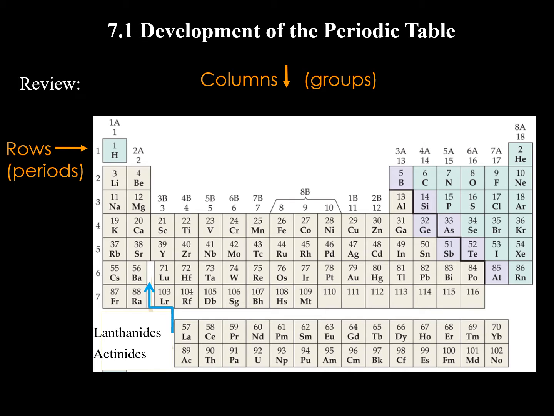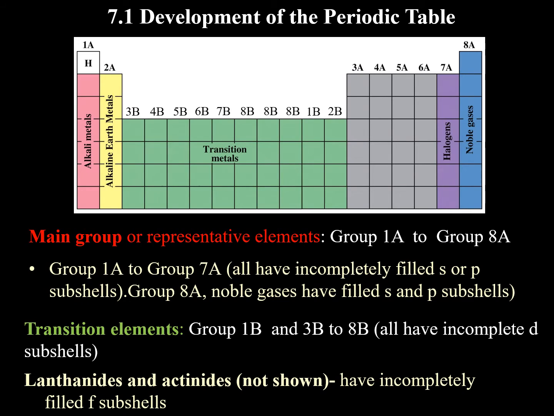As we know, we talked about the rows going from left to right, periods, and we have columns up and down. The main group elements are group 1A, 2A, 3A, 4A, 5A, 6A, 7A, 8A, etc. Those are the main group elements. We have alkali metals, the first group, alkaline earth metals in the second group. We have chalcogens here, halogens, and noble gases for group 8A. And again, transition metals in the middle.